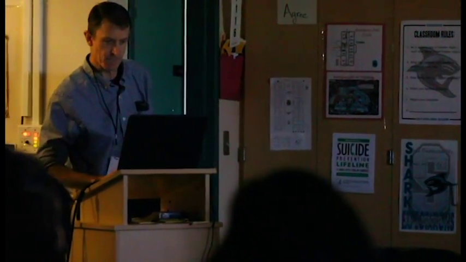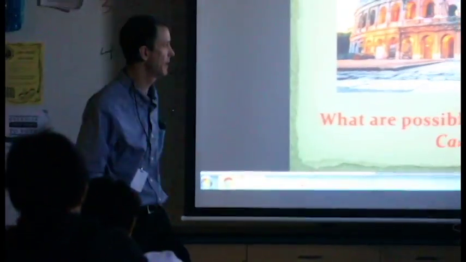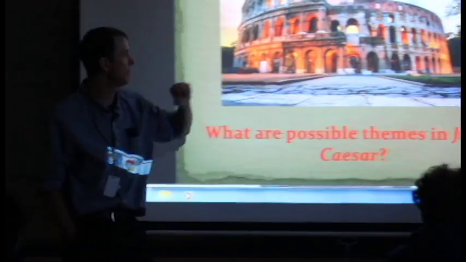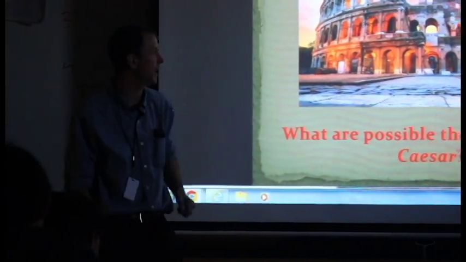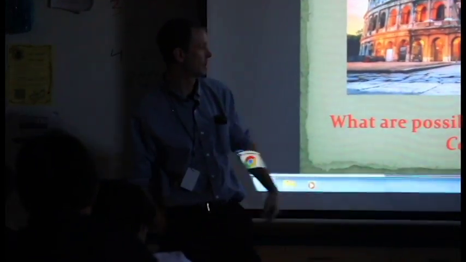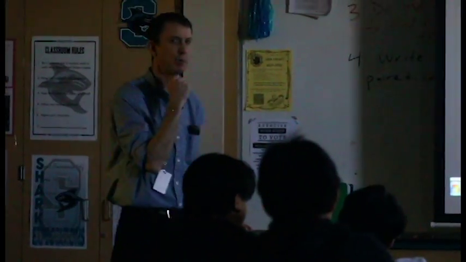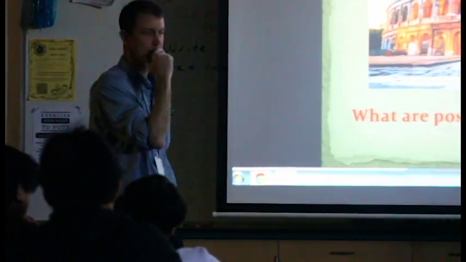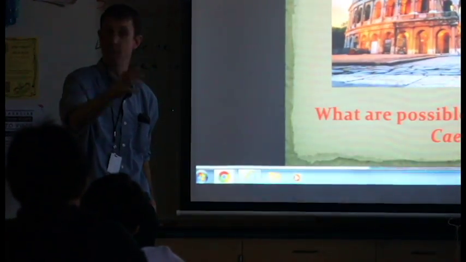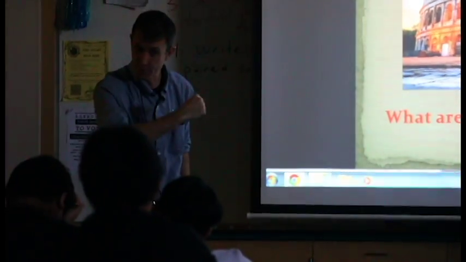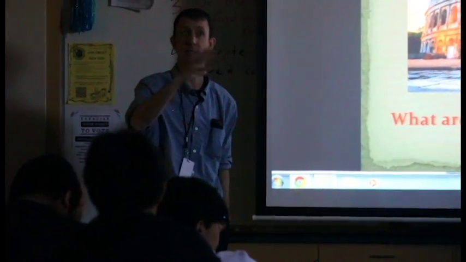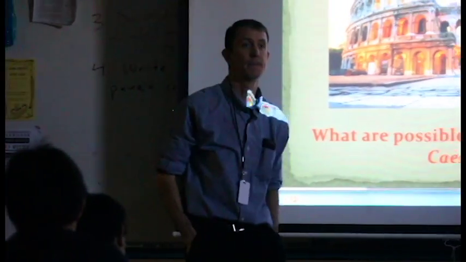And then our last slide, what are possible themes in Julius Caesar? We know that theme is the main idea of the work. In this case, it's a play. So if we're talking about Julius Caesar and all those slides we just looked at, what might be a possible theme there? The main idea of the play. Okay, maybe assassination or murder. Anything else? Think of the Senate. Yeah. I didn't think about that.